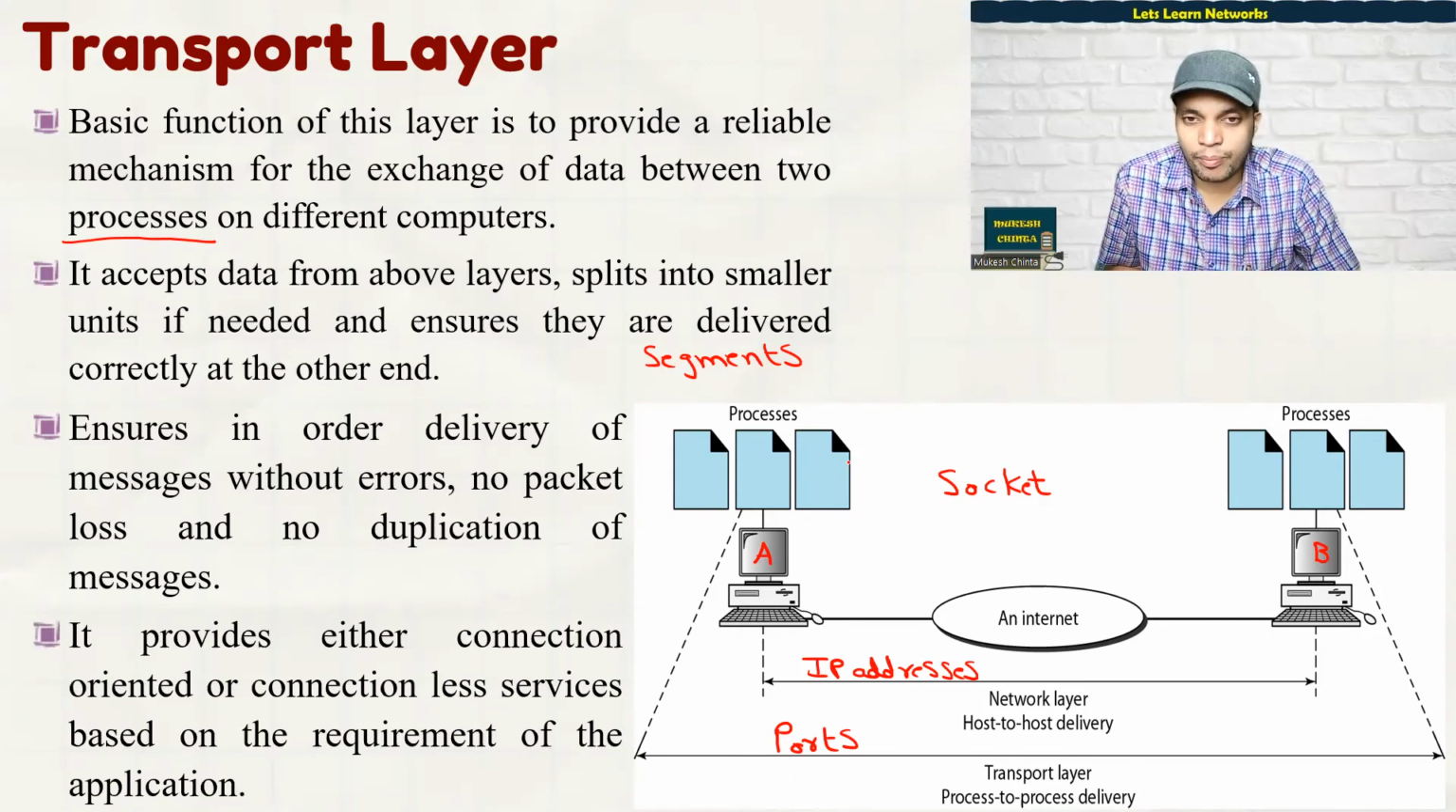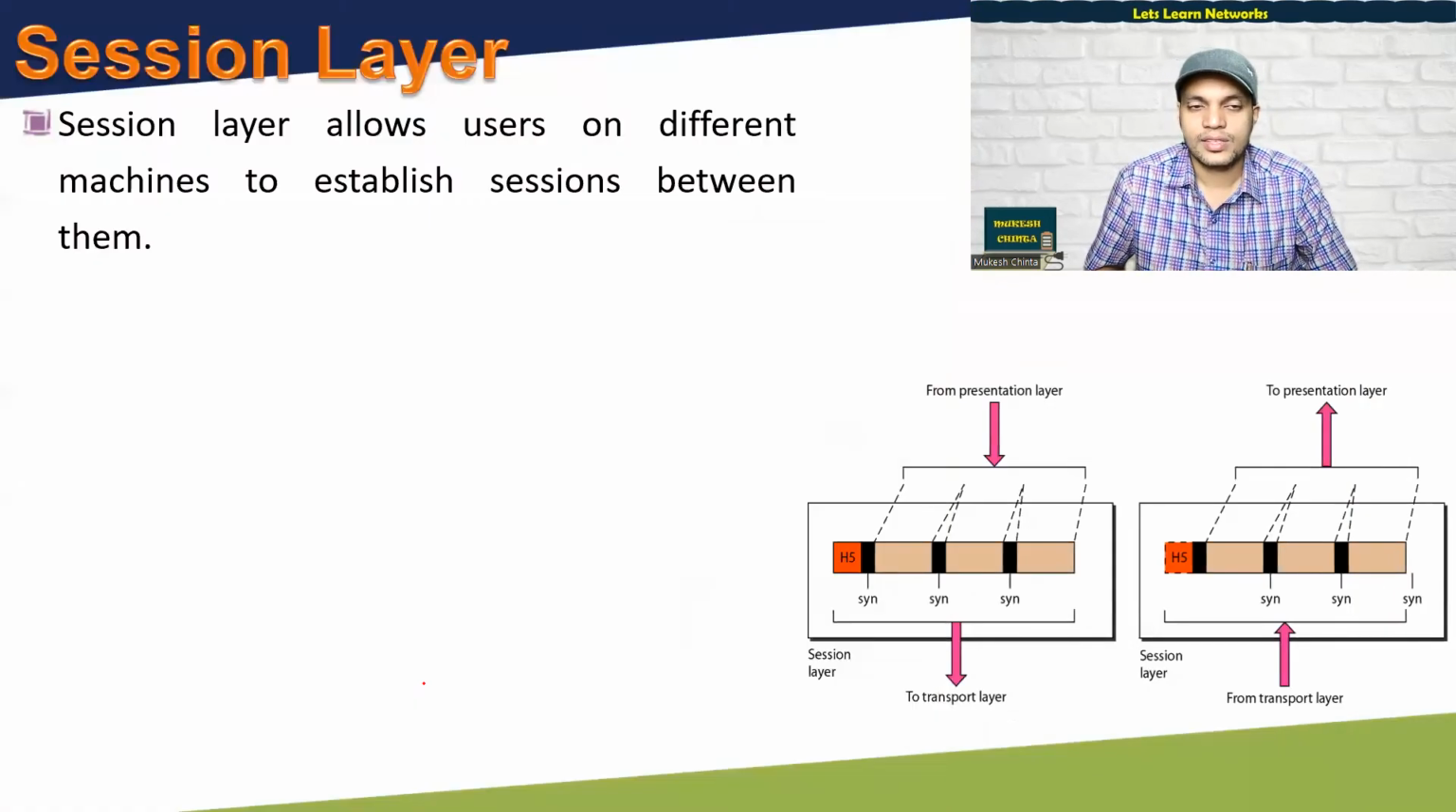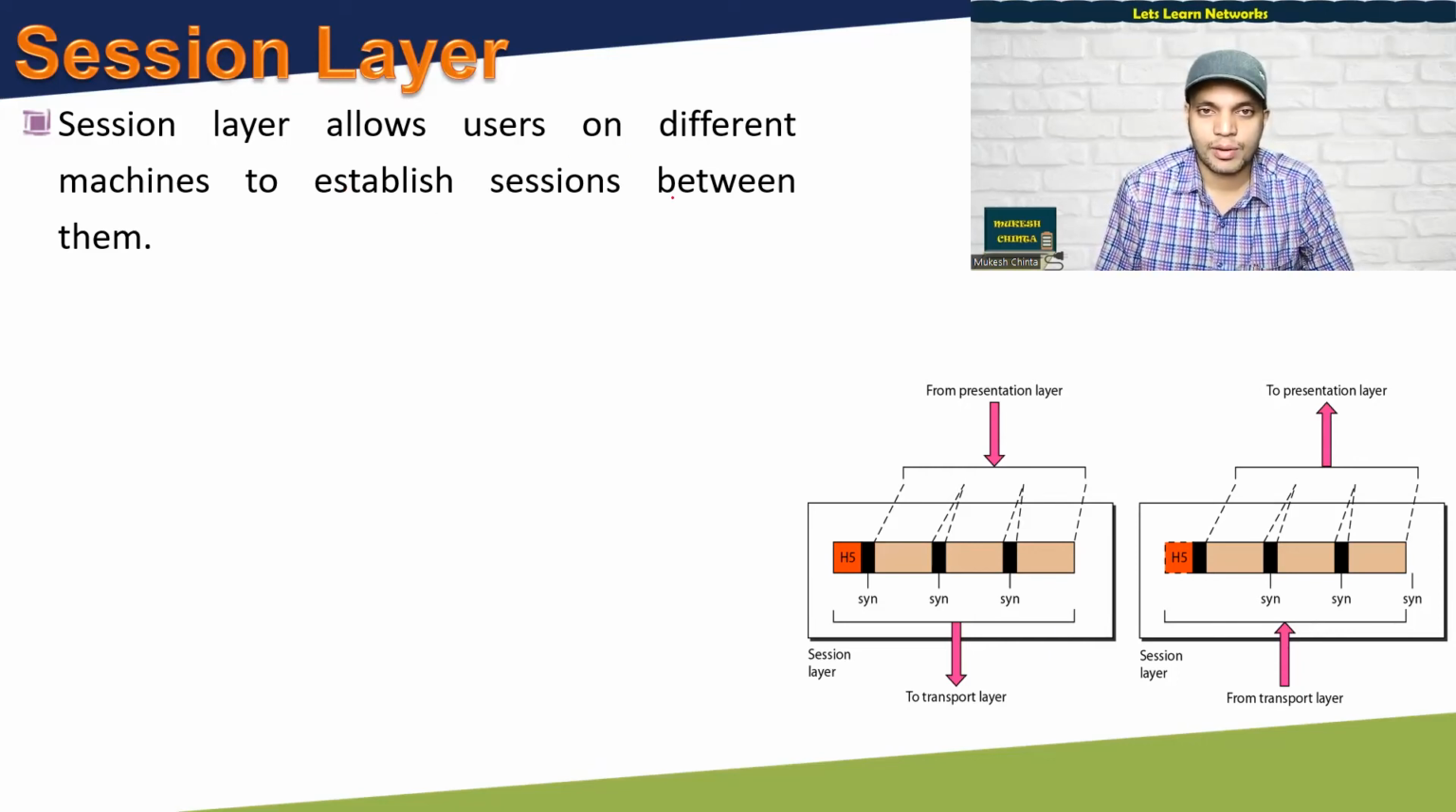And based on the type of application you are running, it can either provide a connection-oriented service or a connection-less service. It is up to the application which type of service we want. And we discussed these two services in our earlier videos. So based on the requirement of the application, you can either go for a connection-oriented service or a connection-less service. So this is regarding your transport layer, which brings our discussion now to the session layer. On top of the transport layer is your session layer. The session layer allows users on different machines to establish sessions between them.